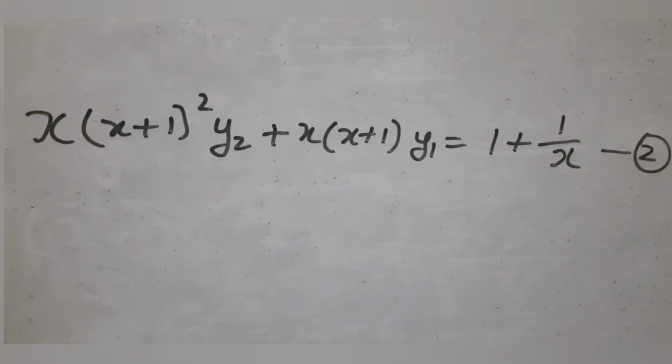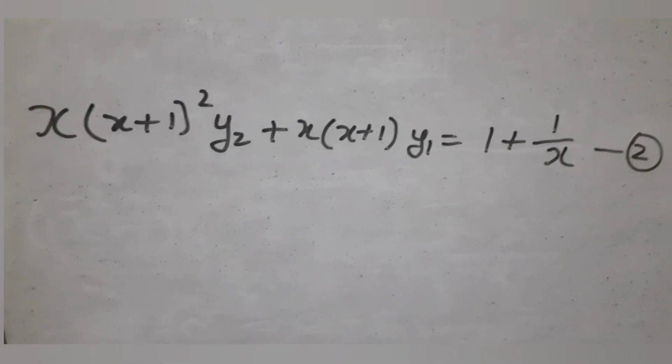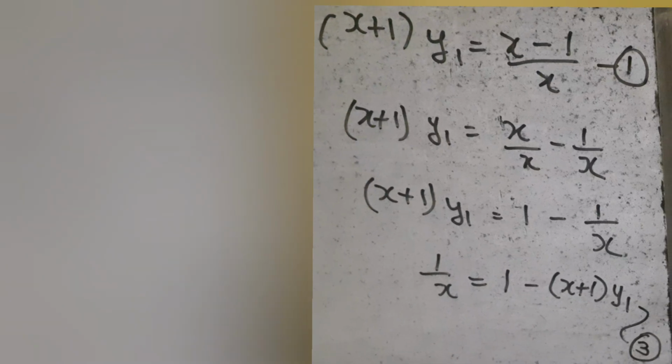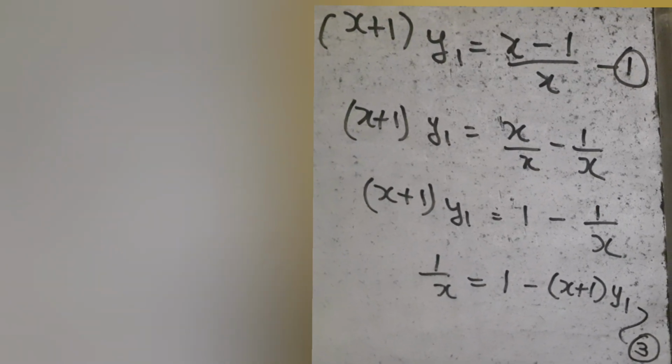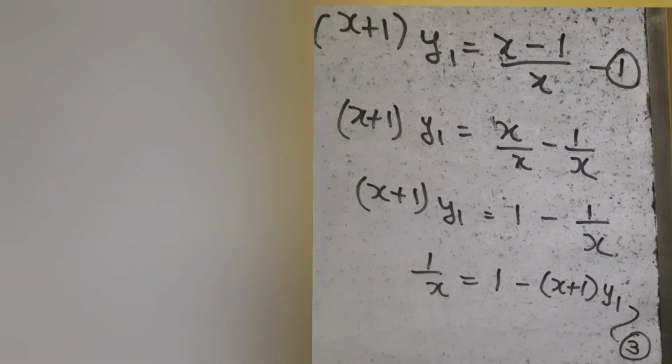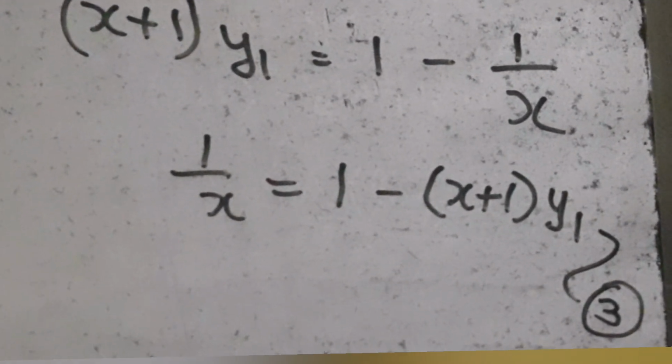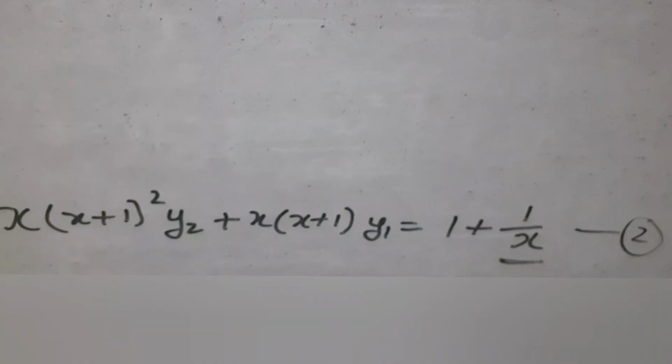We go back to equation 1 and try to solve for 1 by x in terms of y1 from that equation. Substitute equation 3 back in equation 2 to get the required expression.